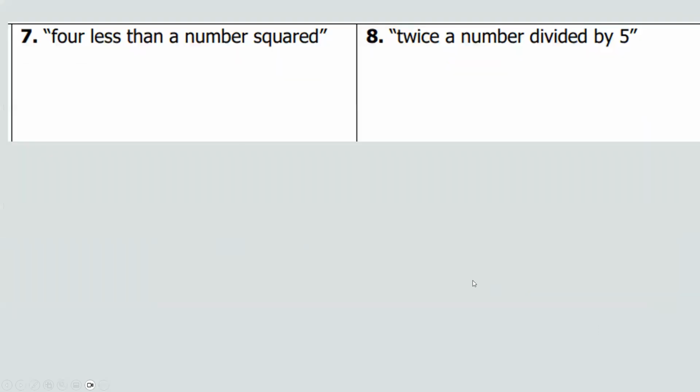Okay. 4 less than a number squared. 4 less than, and squared should go first, minus 4. Twice a number divided by 5 should look like that.